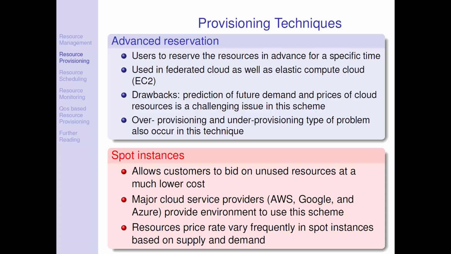Finally, the third resource provisioning technique is spot instances. What happens in this is it allows the customer to bid on unused resources at a much lower cost. So major cloud service providers, all of them, Amazon Web Services, Google, Azure, they all provide an environment to use this scheme. In this, the resource price rate may vary very frequently based on supply and demand. So we have seen three resource provisioning techniques: on-demand resource provisioning, advanced reservation, and spot instances.